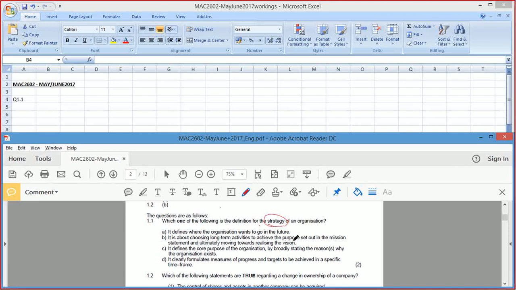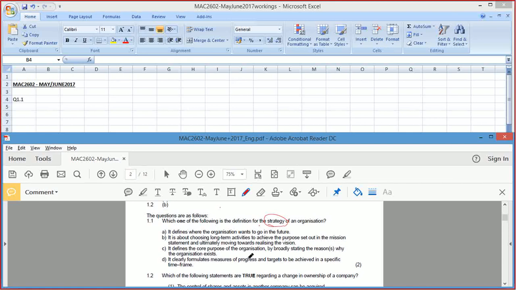C, it defines the core purpose of the organization by broadly stating the reasons why the organization exists. Remember, a strategy is quite specific. So if you have a strategy, you're going to be doing certain things. It's going to be a little bit more detailed than that. So I don't like C, because C is too broad. The core purpose wouldn't be the strategy. The core purpose would be more the mission statement or the vision. So I wouldn't go with C. And then D, it clearly formulates measures of progress and targets. No.